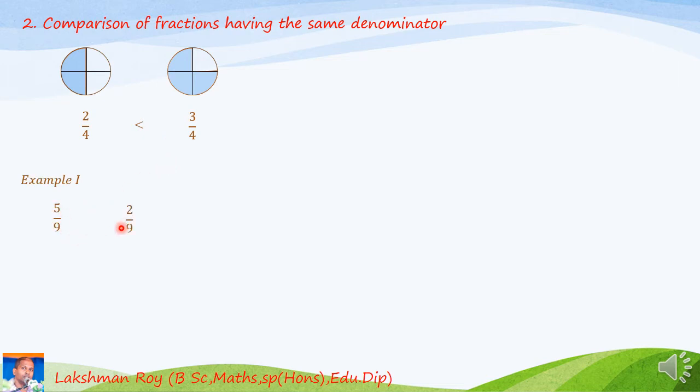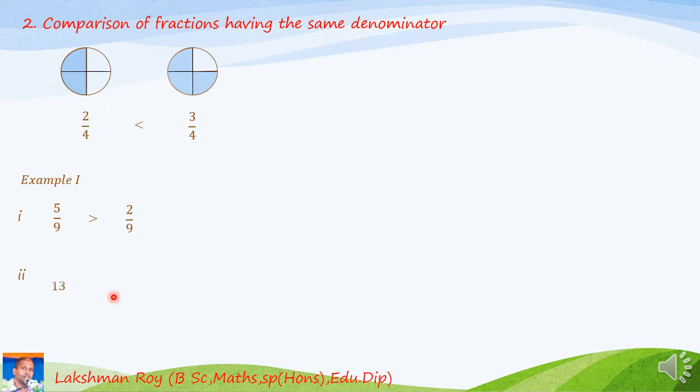5/9 and 2/9. You can see the denominator is 9 in both. Don't worry about the denominator. See the numerator. First taken 5 parts, second 2 parts. So 5 parts is big, right? 5/9 is big. So that is Roman numeral 1.